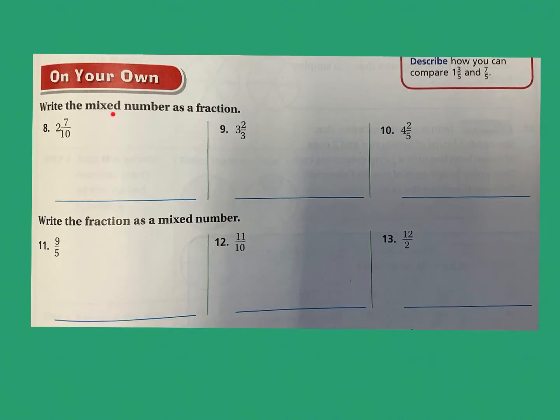This first part wants us to change this mixed number to a fraction, and this now does give us those examples of a larger mixed number. So I have 2 plus 7/10. So I would have 10/10 plus 10/10 to make the 2, and then the 7/10. 10 plus 10 is 20, plus 7 is 27/10, and that is your answer.